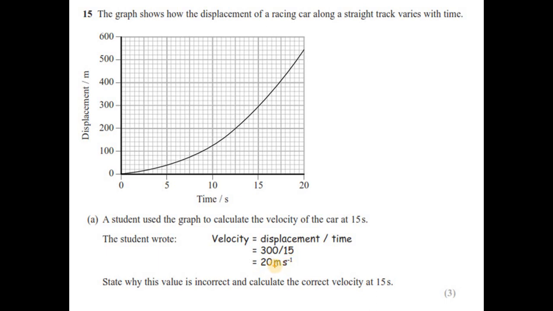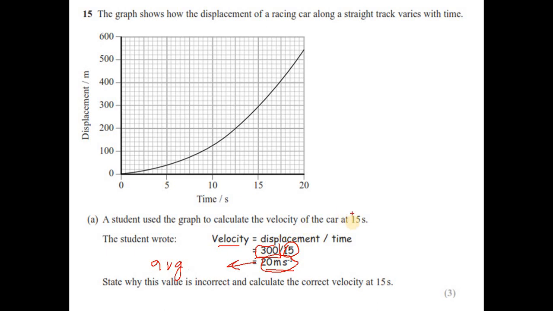That means what did he or she do? She took 15 and then calculated the displacement, 300 divided by the whole thing. Okay, fine. Now state why this value is incorrect and calculate the correct velocity at 15 seconds. Yes, of course. Because she is stating that the velocity is 20, it is not a velocity. This is average velocity. Why is that? Because she used total displacement with the time taken, and this approach is for average velocity.